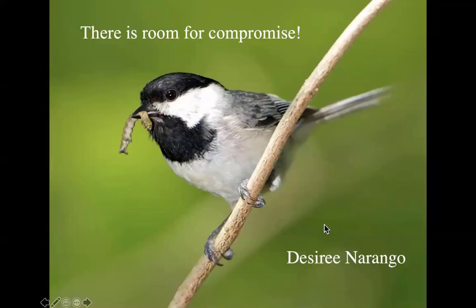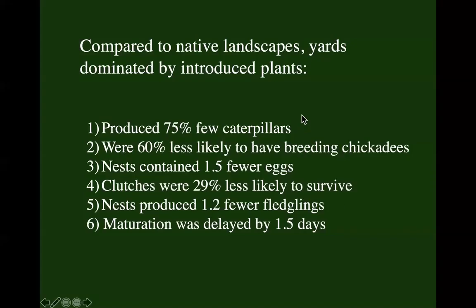Another grad student, Desiree Narango, has found out that there is room for compromise in our plant choice, and she did it by studying chickadees in the suburbs of Washington, D.C. Her question was, how well are chickadee populations sustained in suburban landscapes that are landscaped primarily with native plants versus suburban yards that are landscaped primarily with introduced ornamentals? And the first thing she found is that when they're landscaped with introduced ornamentals, they produce 75% fewer caterpillars. So right away, you cut the bird food by 75%.